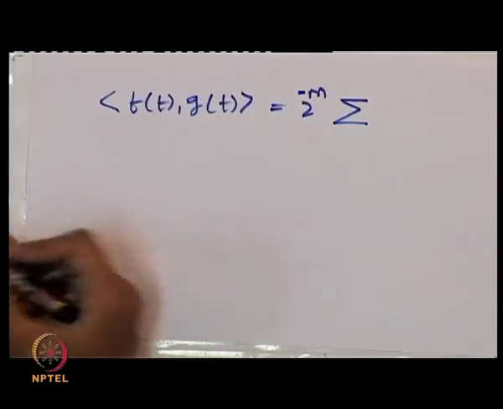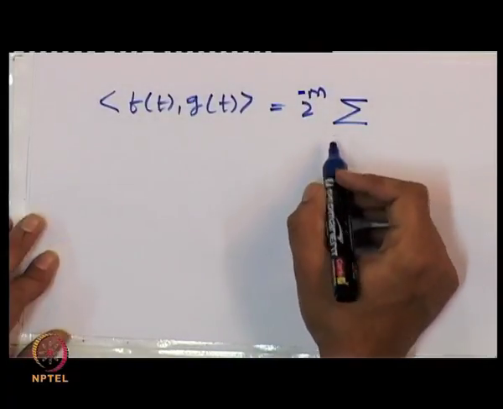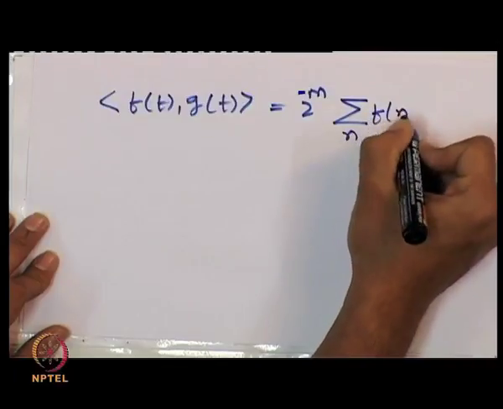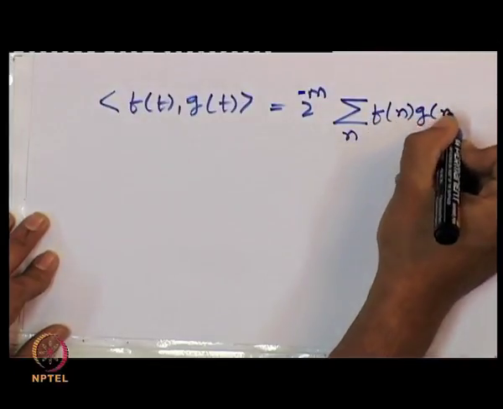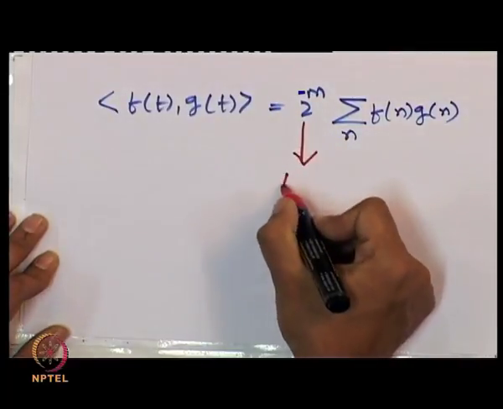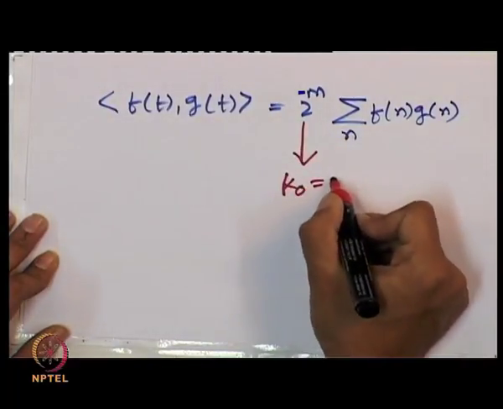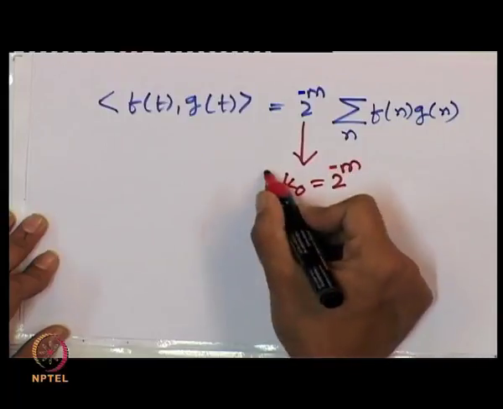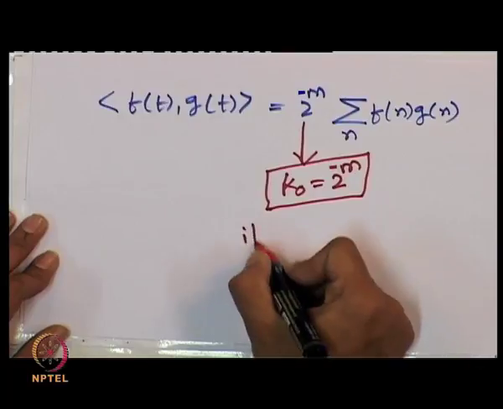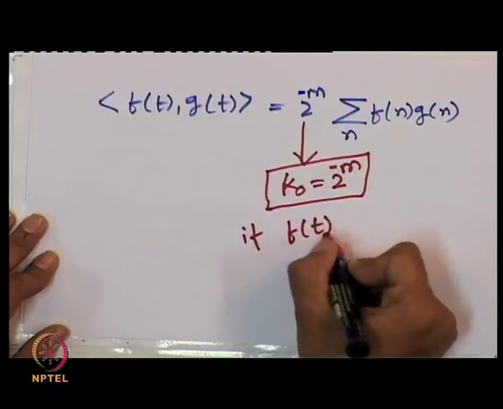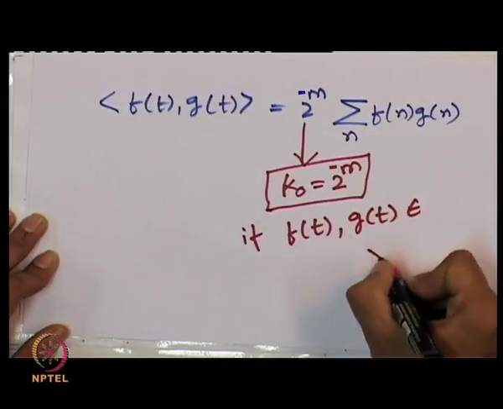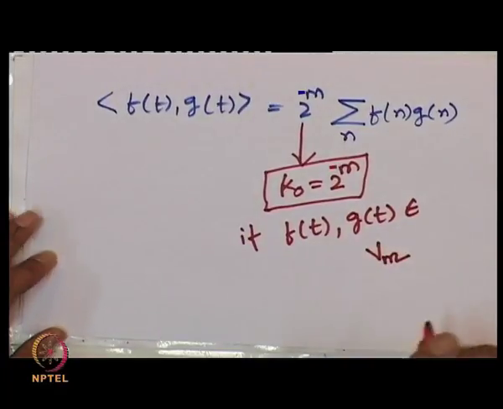We will replace this dummy variable L with n. This is the value of k0 that we want to find out. k0 is equal to 2 power minus m if Ft and Gt both belong to Vm.